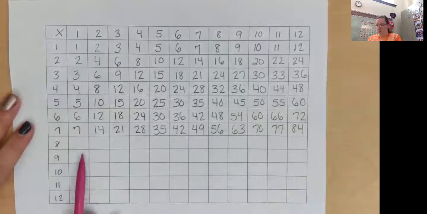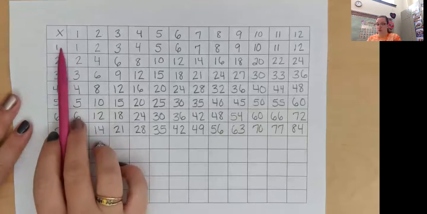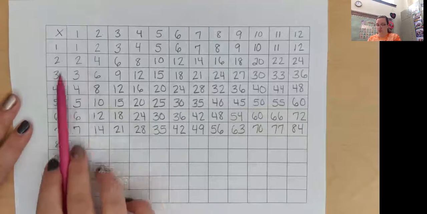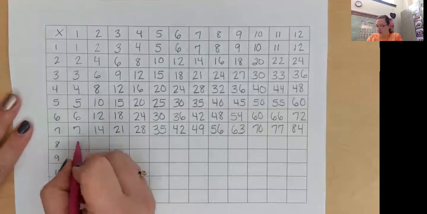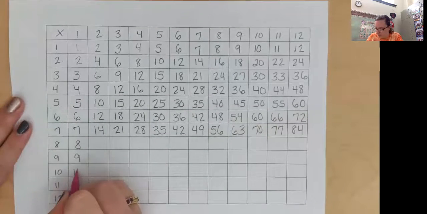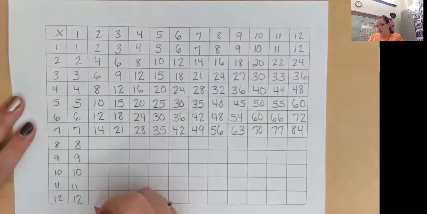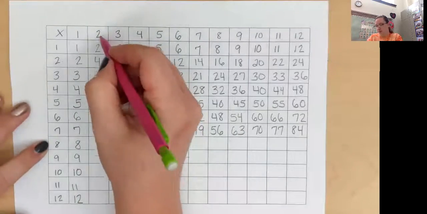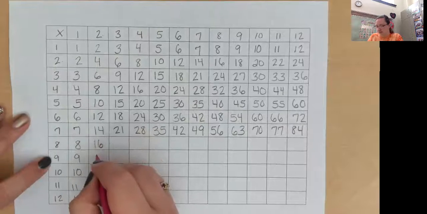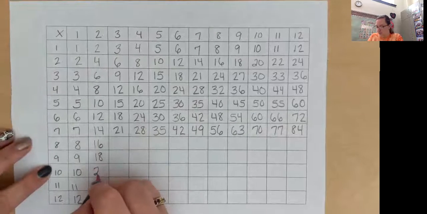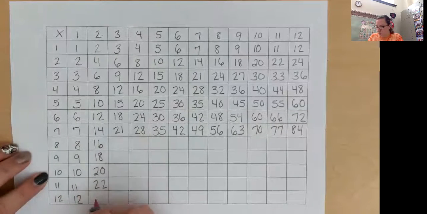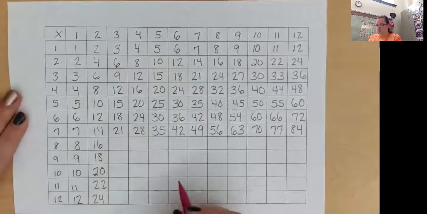All right, so now I'm going to go back over here because I'm still showing 1 times 1, 1 times 2, 1 times 3. The chart can go either way, so I'm going to continue here filling in my 1's. Then I'm going to continue here filling in my 2's. Here I'm at 2 times 8 is 16, 9 is 18, 20, 22, and 24.